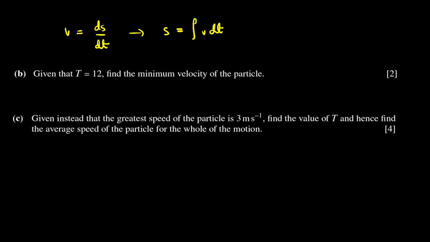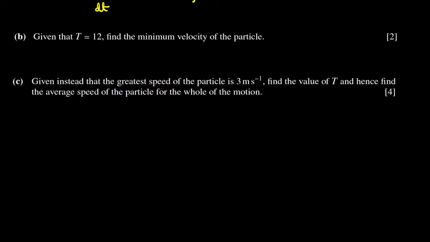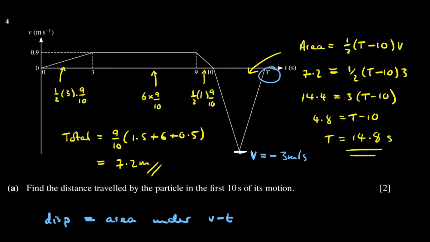And then what's the next part of this question? Well, we want to find the average speed of the particle for the whole of the motion. What's average speed going to be? It's going to be distance divided by time. So what's the total distance that's traveled? Well, it's traveled the distance of 7.2 between 0 and 10 seconds. And it's also traveled a distance of 7.2 between the 10 and the t seconds, right? Because it's gone back on itself. So it's gone 7.2 meters forward, then another 7.2 meters back. So it's traveled a total of 14.4 meters.